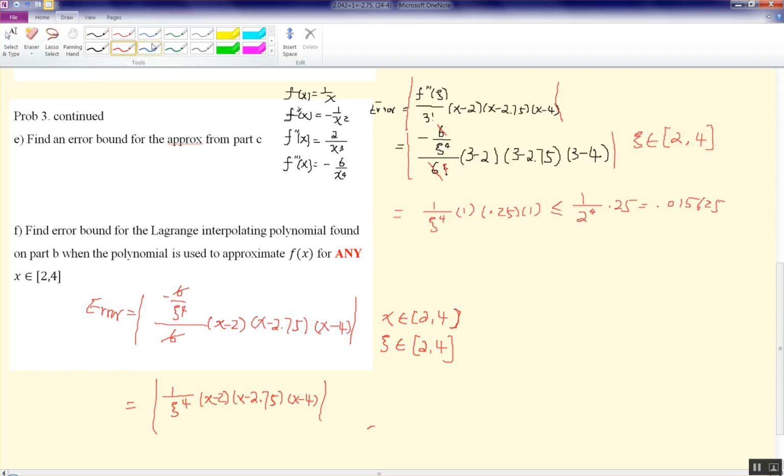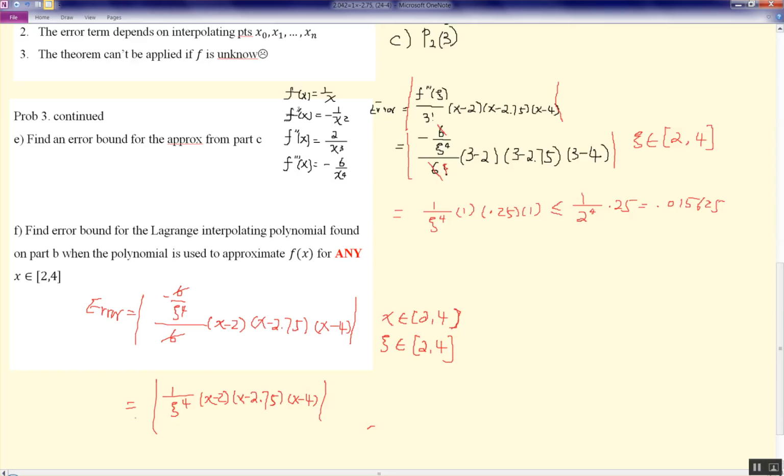For the xi part, it's clear that to maximize this, I have to pick the smallest xi value I can get. So for xi, just pick 2. Now we need to find the x value to maximize the product of these three terms. This is all about calculus. You find the critical values and then you find the maximum value.